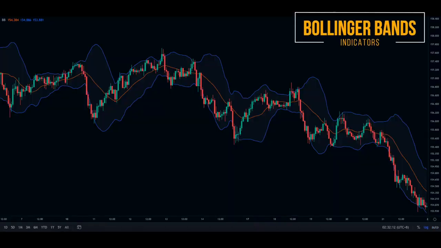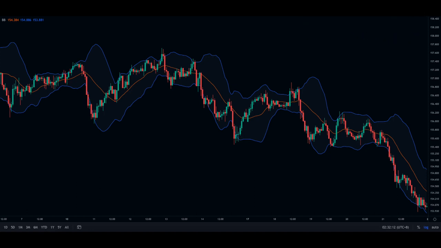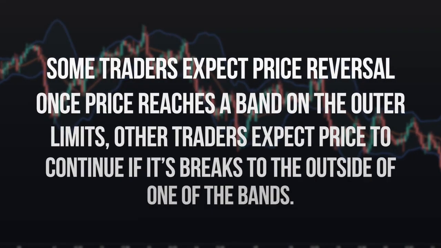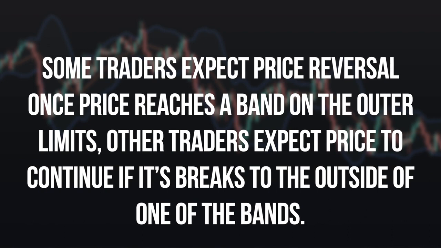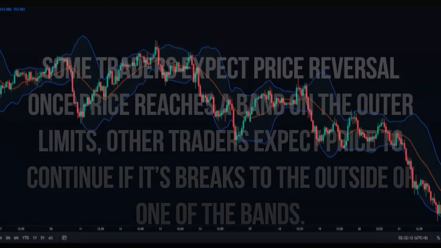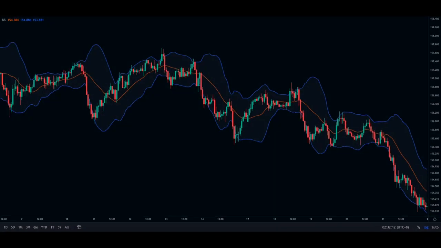Bollinger Bands. This is a trader's favorite. It consists of 3 bands, one upper, one lower, and a middle line that's a 20 moving average. Some traders expect price reversal once price reaches a band on the outer limits. Other traders expect price to continue if it breaks to the outside of one of the bands. It appears that most traders are confused on how to actually use a Bollinger Band, with many various opinions.